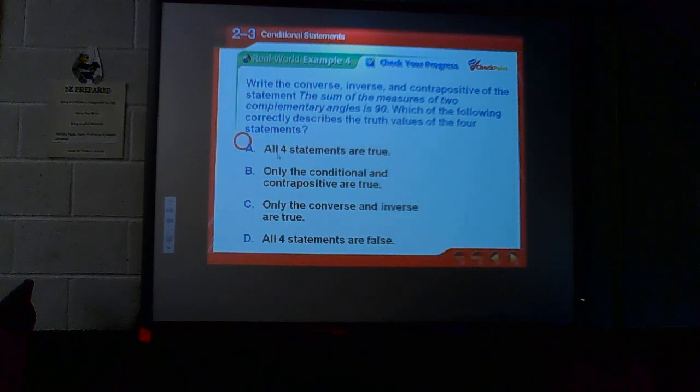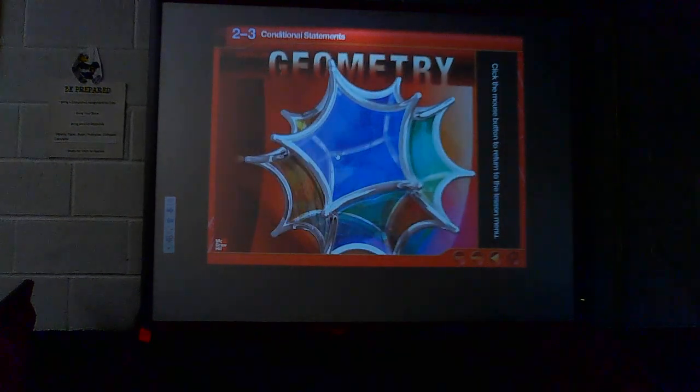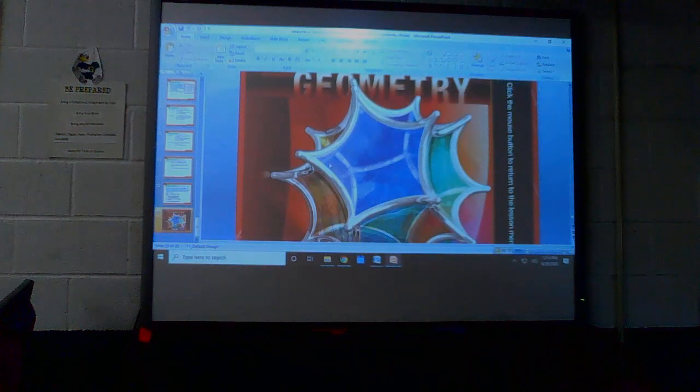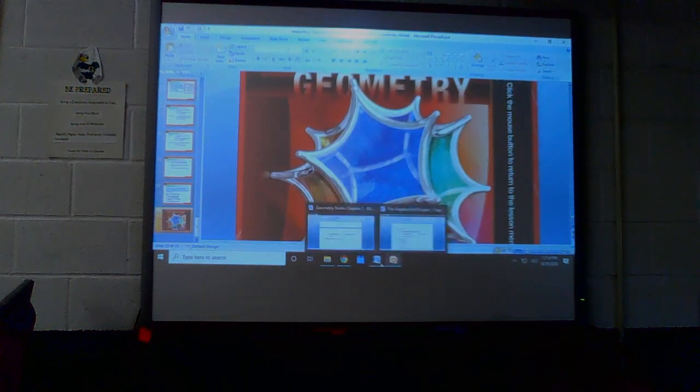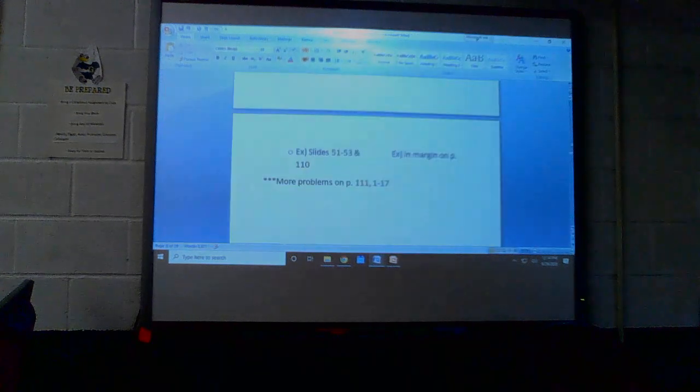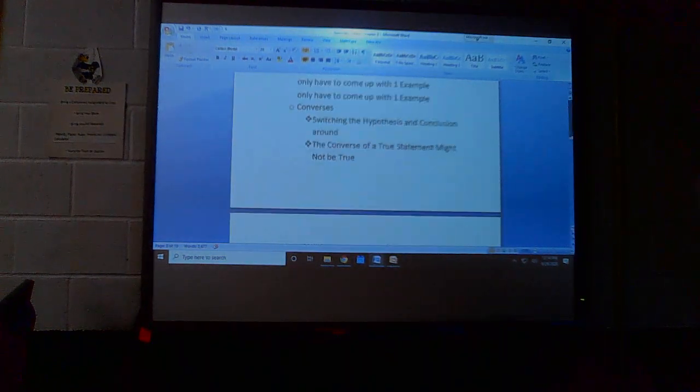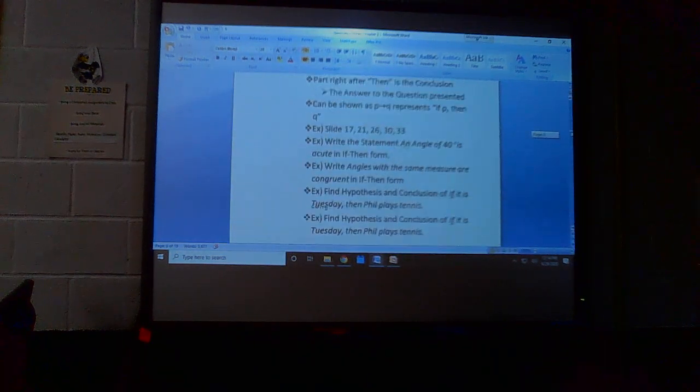I believe all these were true. If you knew that your first one is true, you know that your contrapositive is going to be true. And if you did your converse and knew that it was true, then you could also have a true statement for your inverse. So again, if you have any questions, we will talk about this a little bit more.